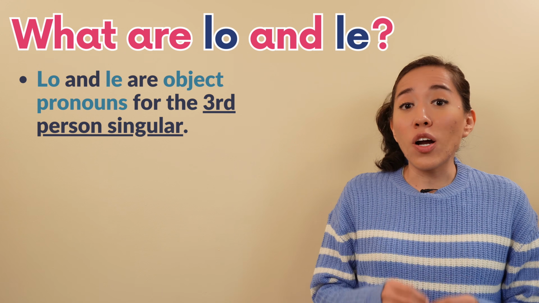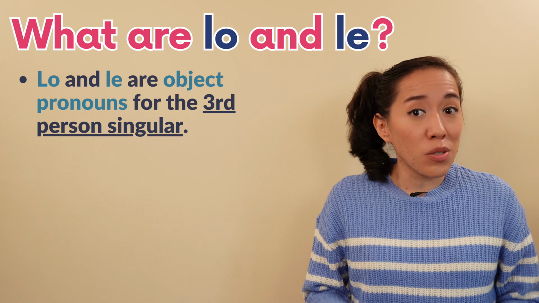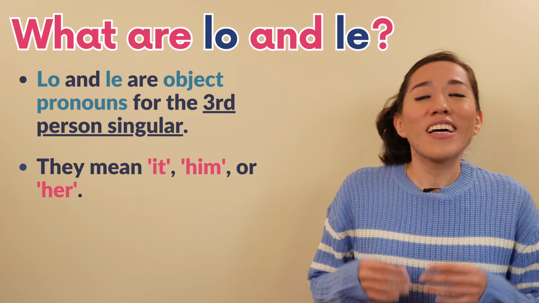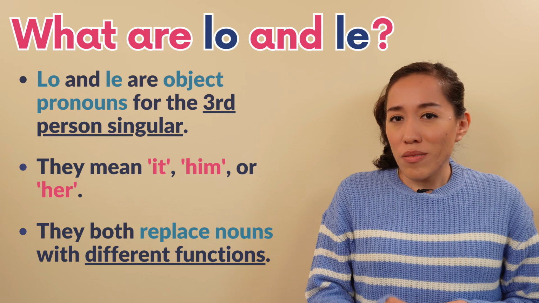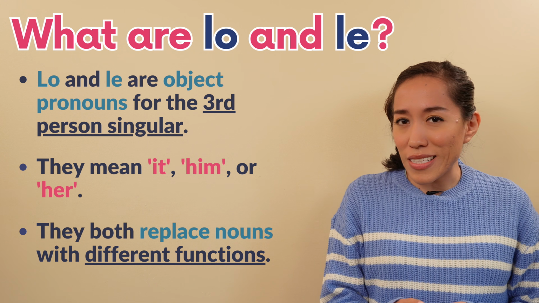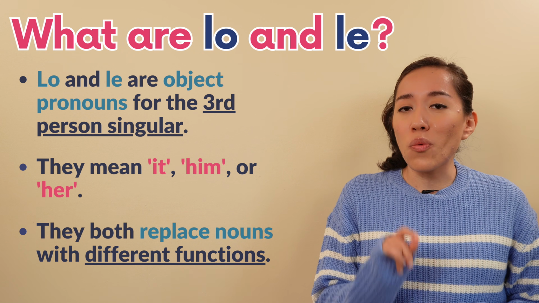Lo and le are object pronouns for the third person. They both mean it, him, or her. They both replace nouns, but they replace nouns with very different functions in the sentence. Don't worry, I'm going to show you what this means.